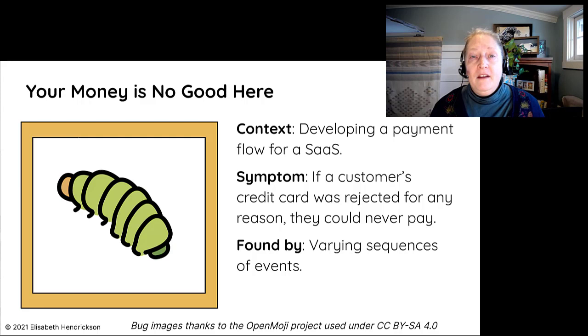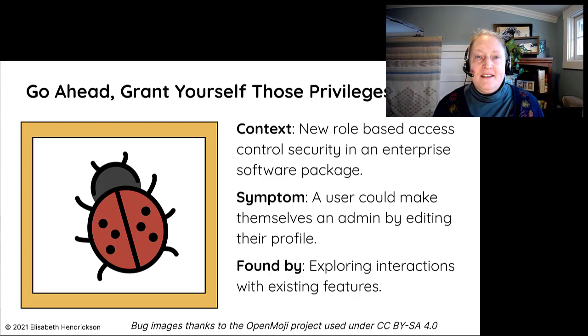Another example is, I like to call this, go ahead, grant yourself those privileges. This is another different team where we were building enterprise software, and we had introduced role-based access control where users belonged to groups, groups had roles, roles had permissions. And I had explored the new role-based access control capabilities, could not find any holes. And the team that was developing this was doing very strict extreme programming. So I wasn't surprised that I had difficulty finding holes in that safety net.